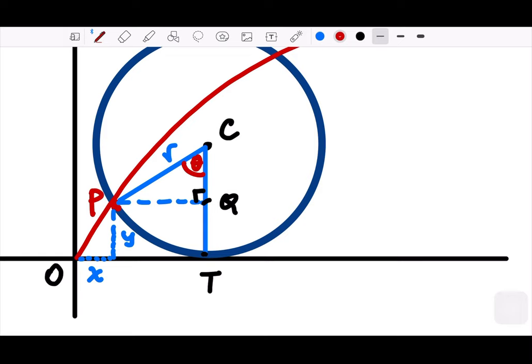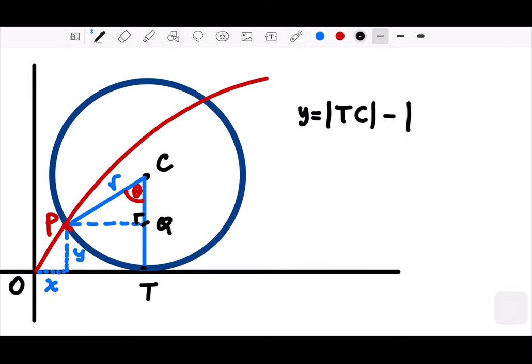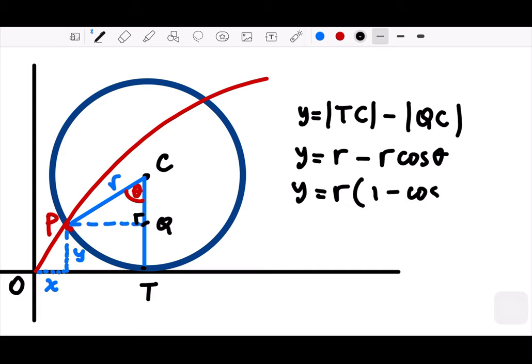Then I think for y, it's not too difficult, right? Y is the radius, okay, minus this, right? And this QC we can have from the theta, right? Okay. So we can write for y: y is DC minus QC. DC is our radius, circle radius. And QC is our r cosine theta, right? Okay. So we can write this y as r(1 minus cosine theta).